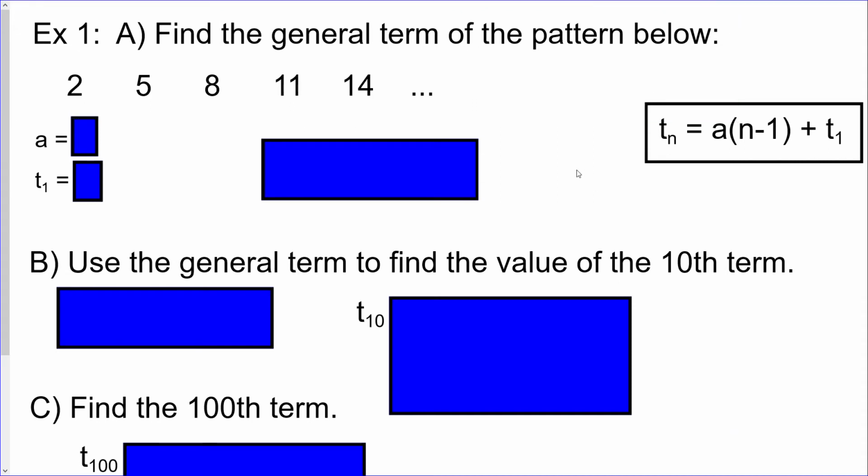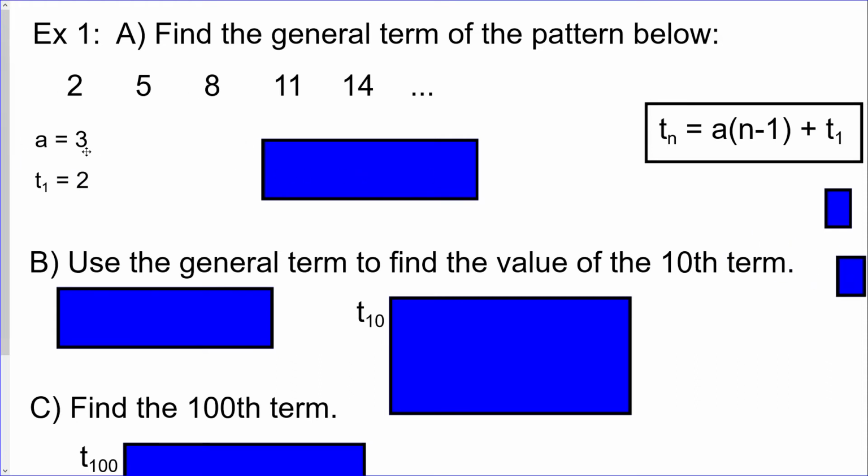So to start off with, we're finding the general term of this pattern. First thing, what I've got in the box over here is just a reminder of the formula for the general term of a pattern, right from the last slide. Now, remember, A is how much it's going up by. Hopefully you notice that it's going up by 3, so the A is 3. And the first term, that's T1, is 2.